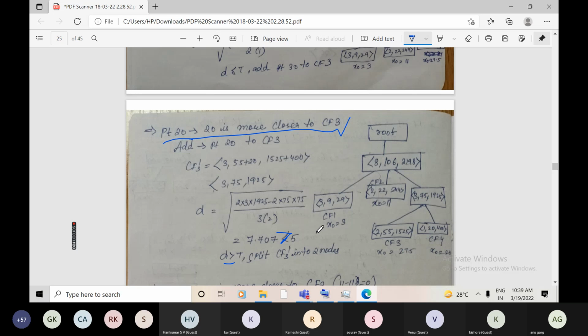In that case, shall we add another node under root? Maybe we can clear the concept now. We can write it down.